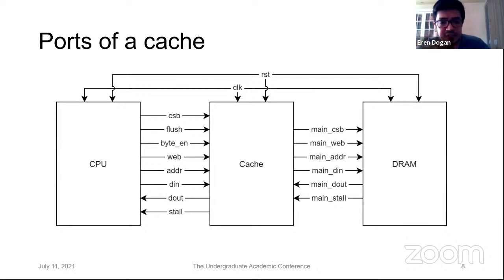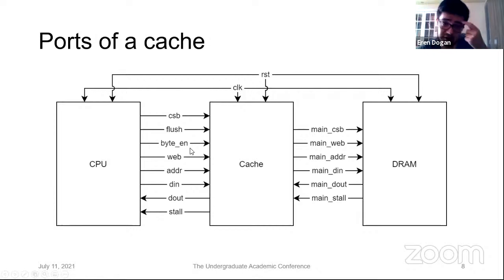So this is a general layout of a cache. Sizes of these pins are not written because they depend on the parameters. We have clock and reset. We have a chip select bit. I took the names from OpenRAM so that it will be convenient. The chip select bit enables the hardware.